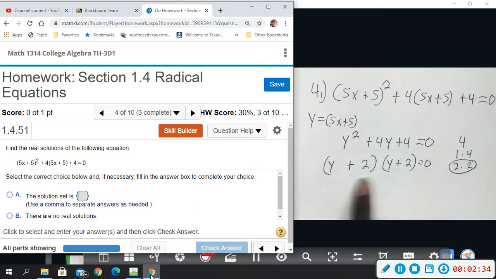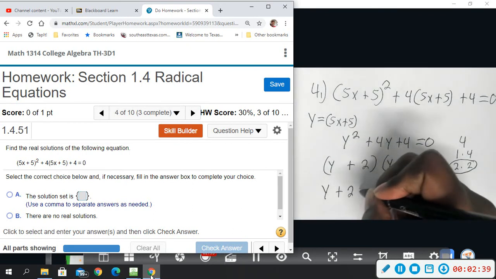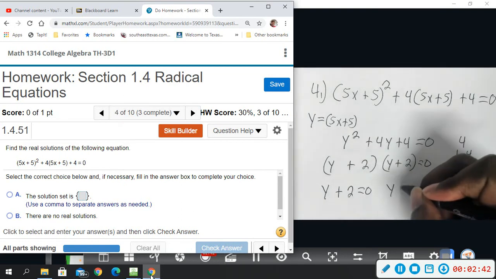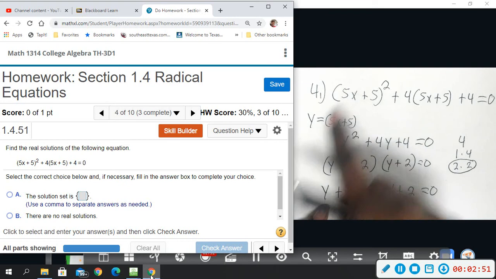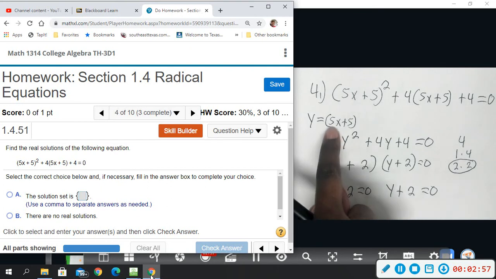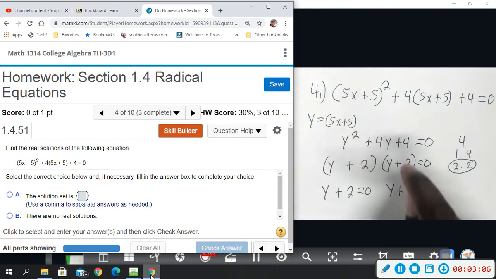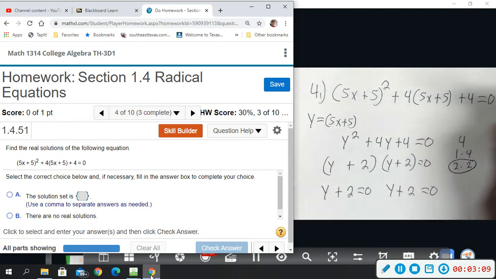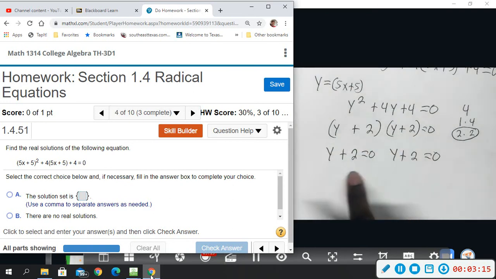Now we're going to set each of these terms equal to 0. So we're going to say y plus 2 equals 0. Y plus 2 equals 0. Now before we make our last step, remember our problem started with x's. We did a substitution and made it y. So y was equal to this 5x plus 5. So now we're just going to replace it so we can get our final answer. So instead of y, I'm going to go back and undo my substitution and replace the y with the 5x plus 5 as it originally was. So this was just a shorthand way of helping us to factor this problem out.